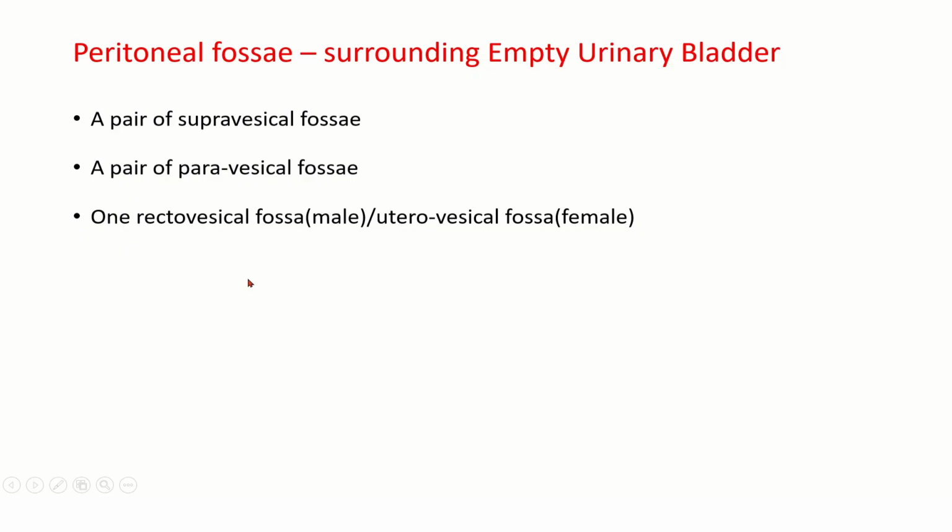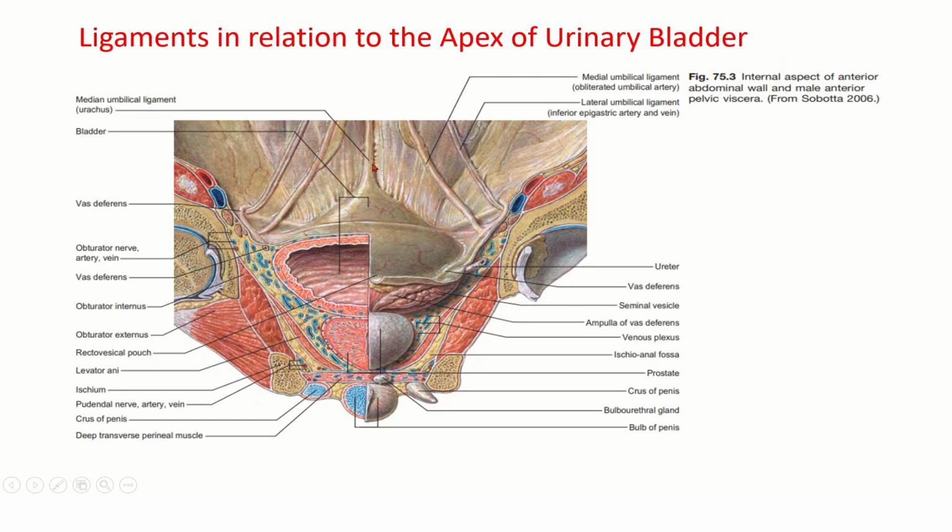Peritoneal fossae surrounding the urinary bladder: a pair of supravesical, a pair of paravesical, and one rectovesical fossa in case of male or uterovesical fossa in case of female. You can see here, this is the median umbilical ligament covering the urachus. This is the medial umbilical ligament. This is the lateral umbilical ligament. This is the inferior epigastric artery and vein. This is the obliterated umbilical artery. This is the urachus. So this is the supravesical fossa.